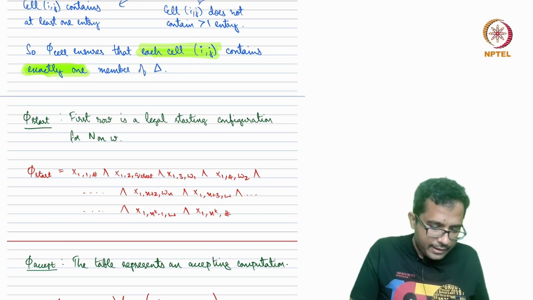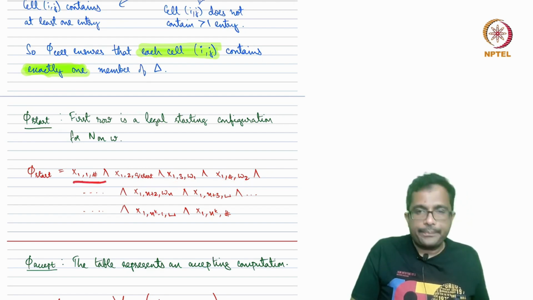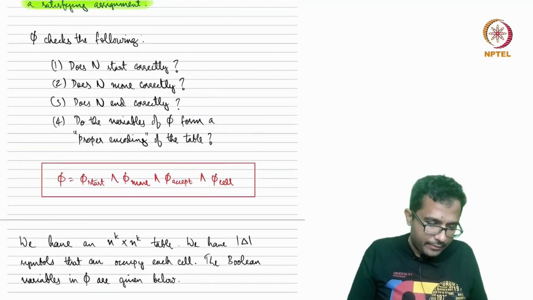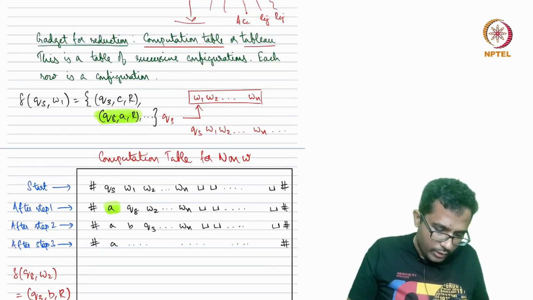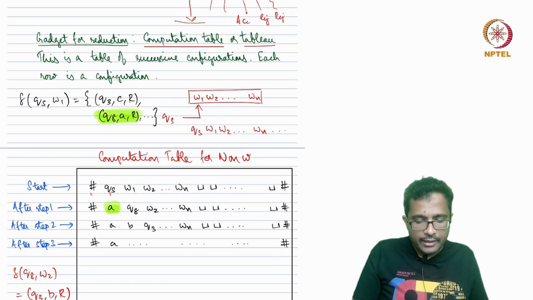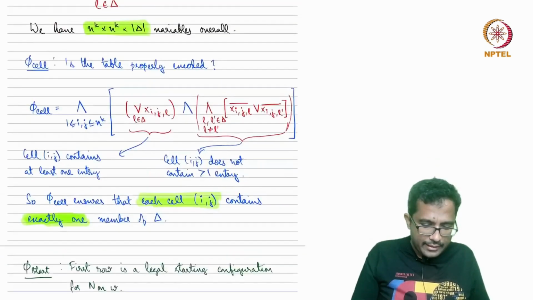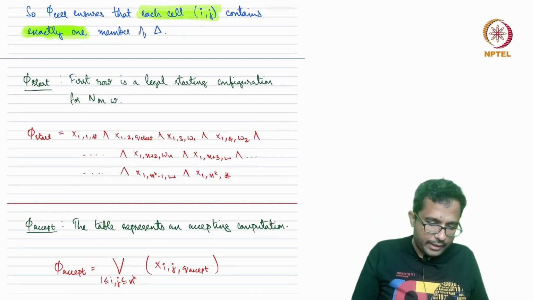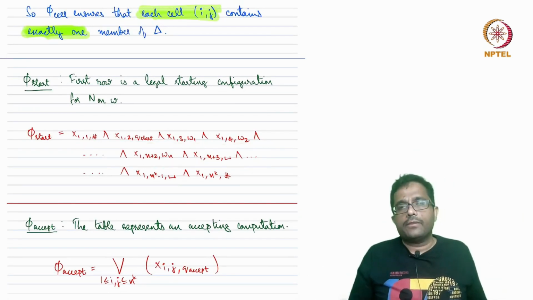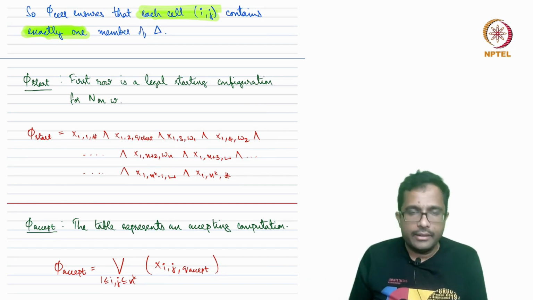So phi start is true only when the first row is exactly what is written here. The first symbol has to be hash, second has to be Q start, third has to be W1, and so on. This is what phi start is encoding. It's just directly encoding the first row of the legal starting configuration of N on W.